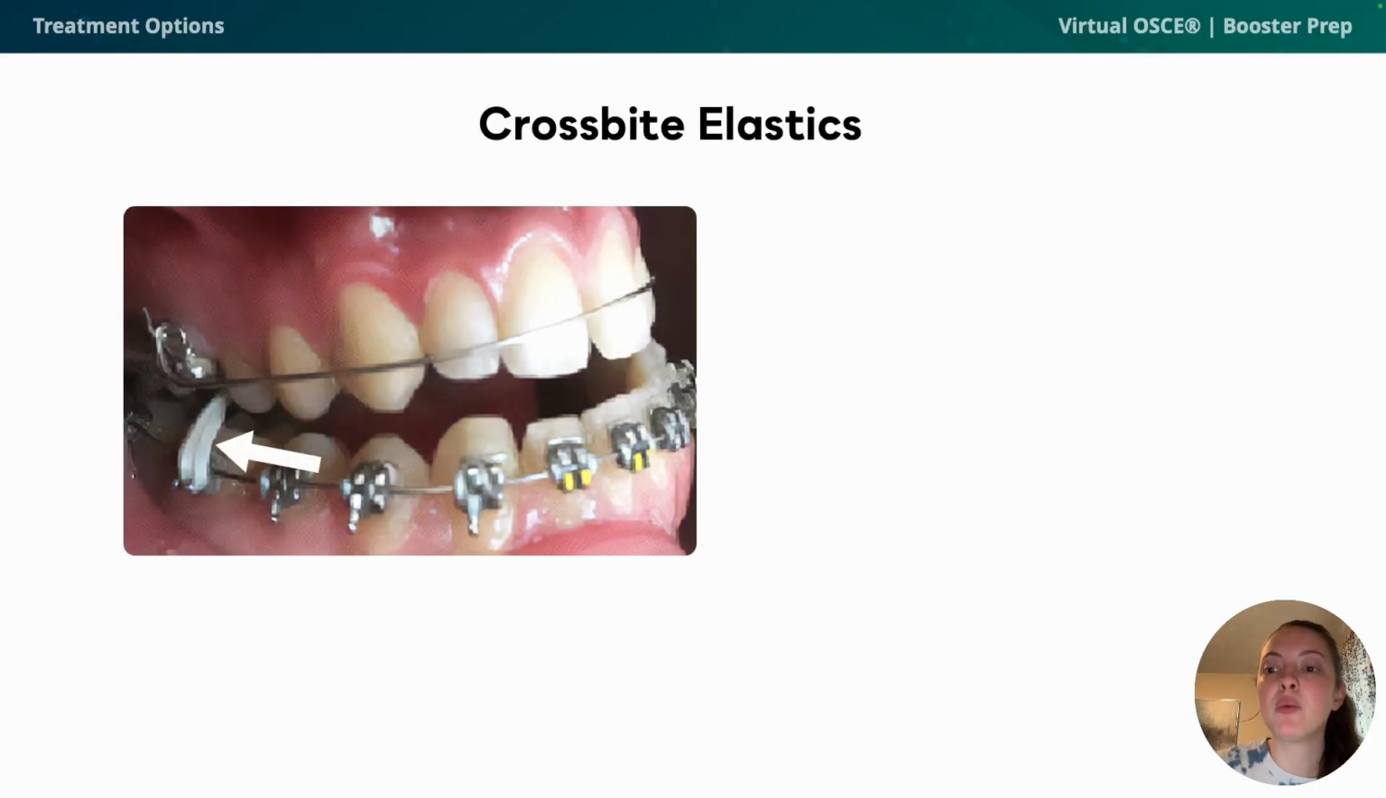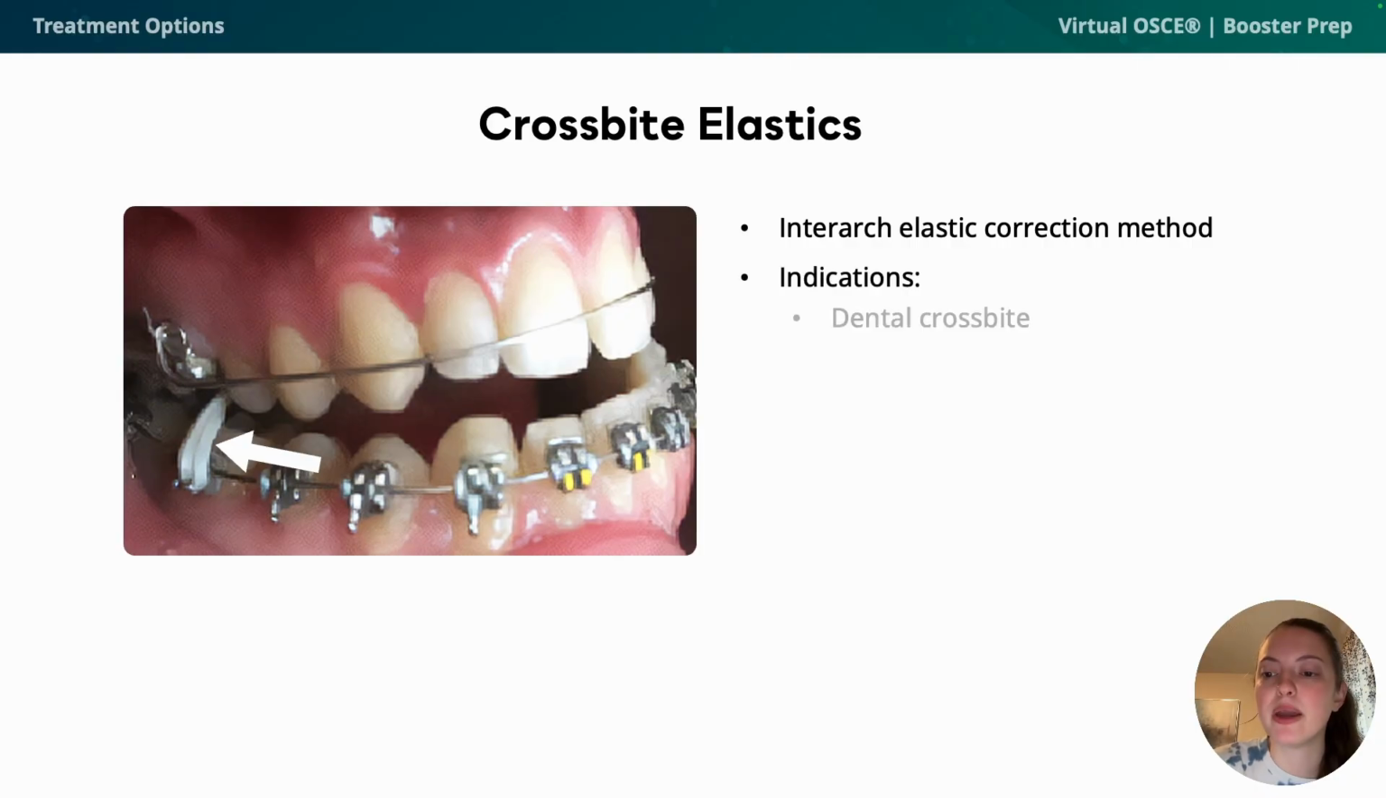Now, I'm sure you're familiar with elastics or rubber bands that patients wear while in braces, but these crossbite elastics specifically are inter-arch elastic correction methods used for dental crossbite. So if one maxillary tooth is in crossbite, kind of like in this image, it's hard to tell, but looks like just about one, the patient will be instructed to attach an elastic from some attachment on the lingual surface of the maxillary molar down to the buccal surface of the mandibular molar. And the force from that elastic will help to correct the tooth in crossbite.